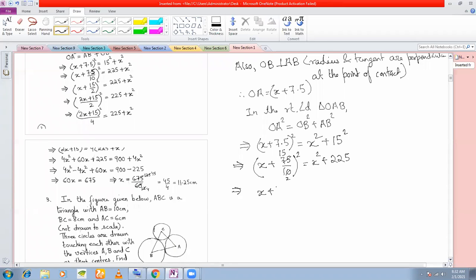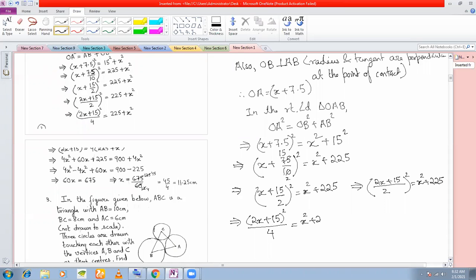So this is (x plus 15) by 2 whole square is equal to x square plus 225, where you take the LCM within the square only. Within the square, if you take the LCM, you get (2x plus 15) whole square over 4 is equal to x square plus 225. That means (2x plus 15) square, and the denominator also you have to square, so it becomes 4 is equal to x square plus 225.